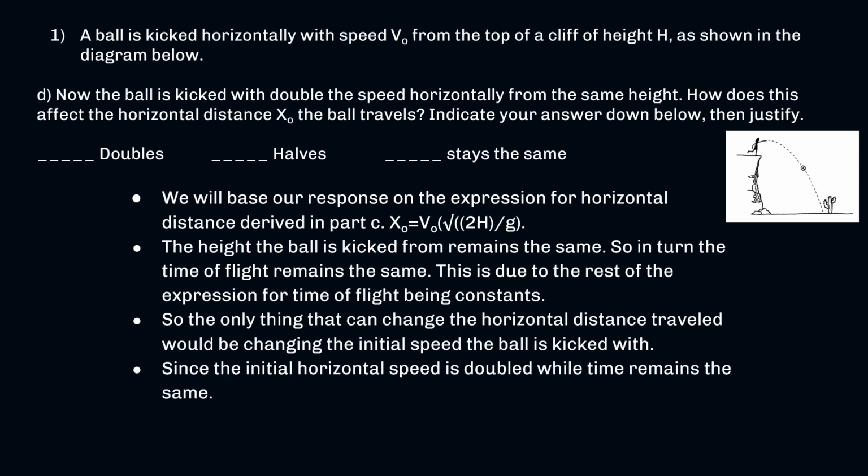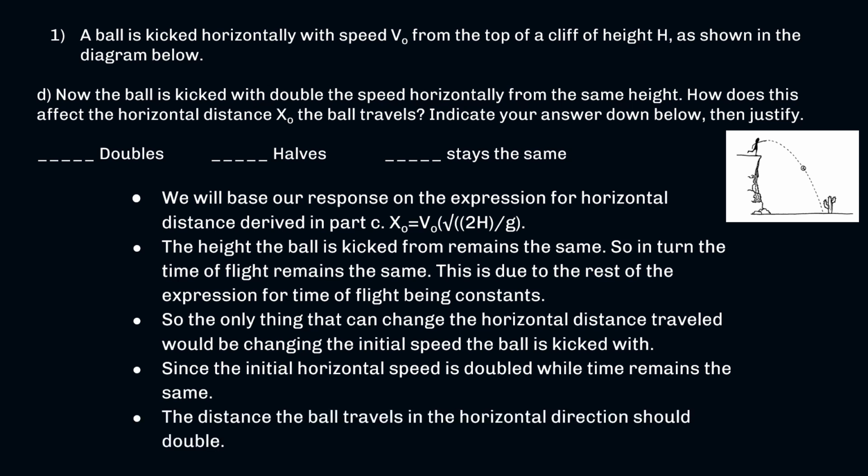Since this initial speed is going to double, while the time ends up remaining the same, that means I essentially have 2 times 1, if I was doing, say, a factor of change. So my horizontal distance should also then double. So that's what I'm going to end up checking off here: the distance the ball travels in the horizontal should double.